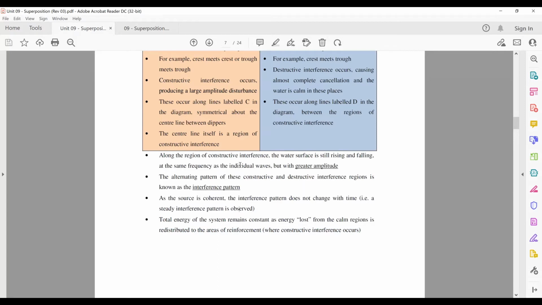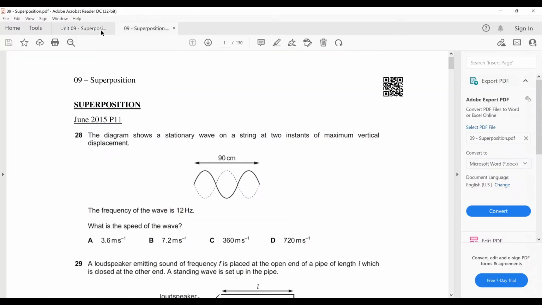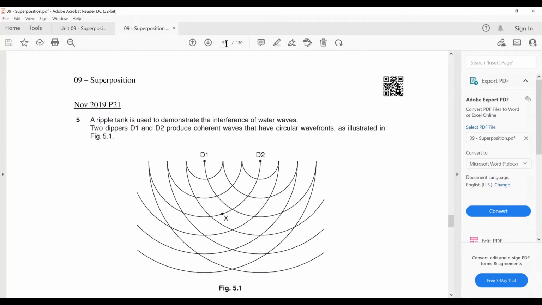Maybe we better just do one question to reinforce what we just learned. Ripple tank. Can you guys go to the book sheet? It'll be page 93, I think. Have a look at page 93 for ripple tank.